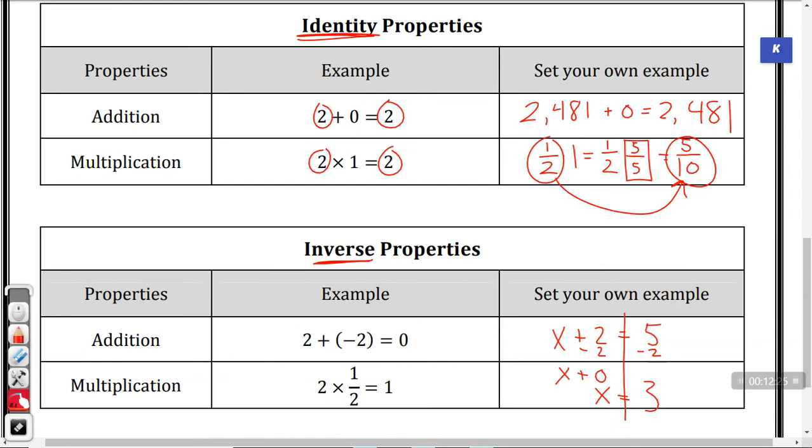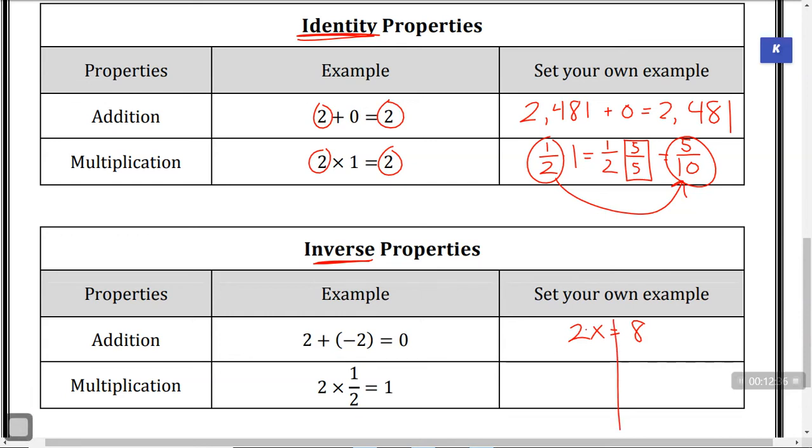All right? What if I wanted to use the multiplicative inverse? Where have I seen that before? Well, take a look at an equation. Let's go 2x equals 8. All right, what do you do to solve that equation? Well, it's 2 times x. I do the opposite, which is to divide by 2. That's what we see right here.